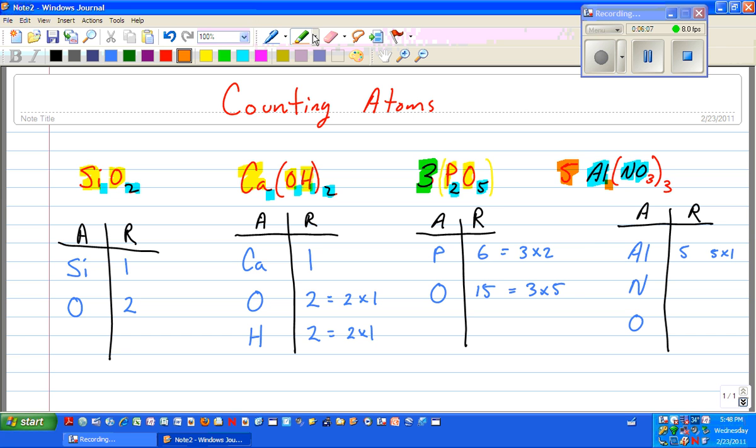On the inside, I've got nitrogen, which has, again, no subscript. This time I've got a subscript on the outside of the parentheses, plus I also have to consider that coefficient. So for the nitrogen, what I've got is 3 times 1 times 5, which would give me a grand total of 15 nitrogens in this case.